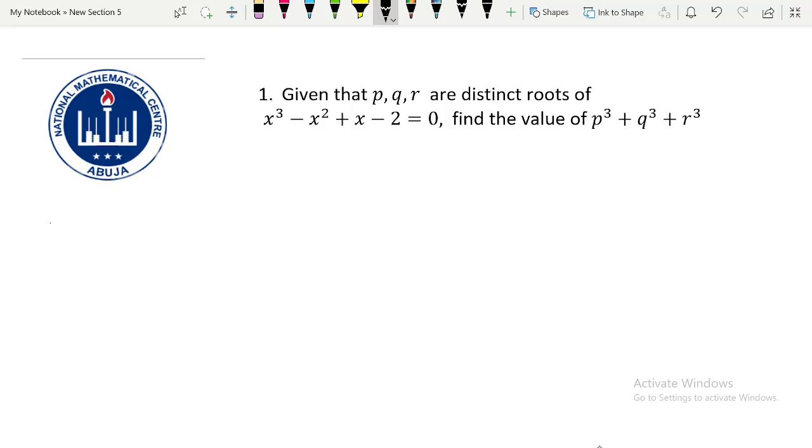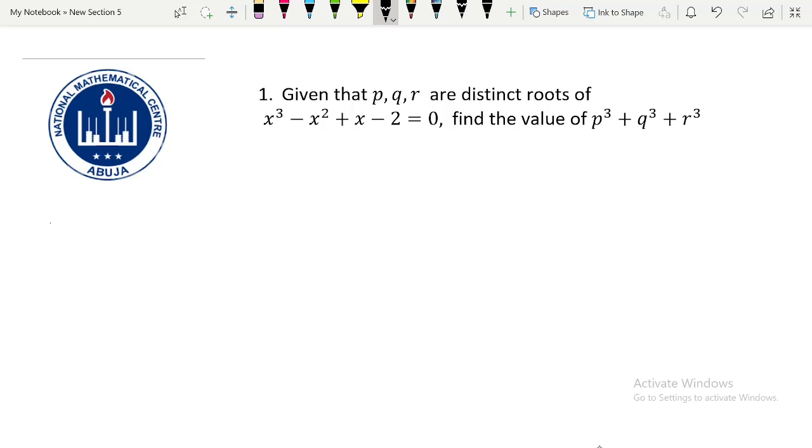Today we're looking at problem one of the 2022-2023 Nigerian Mathematics Olympiad second round. The first problem says: given that p, q, r are distinct roots of x cubed minus x squared plus x minus 2 equals 0, find the value of p cubed plus q cubed plus r cubed. So this is our problem, the first problem in the exam.